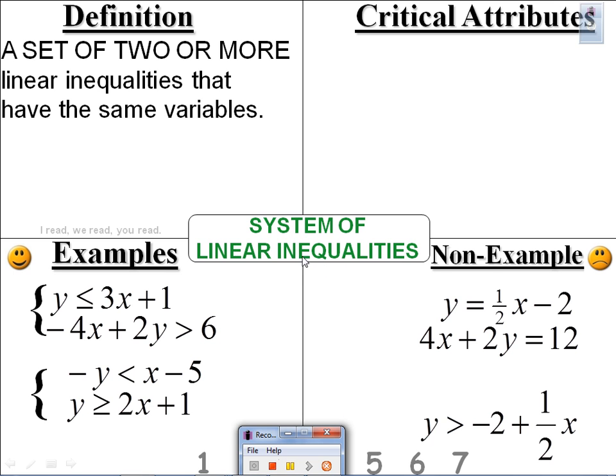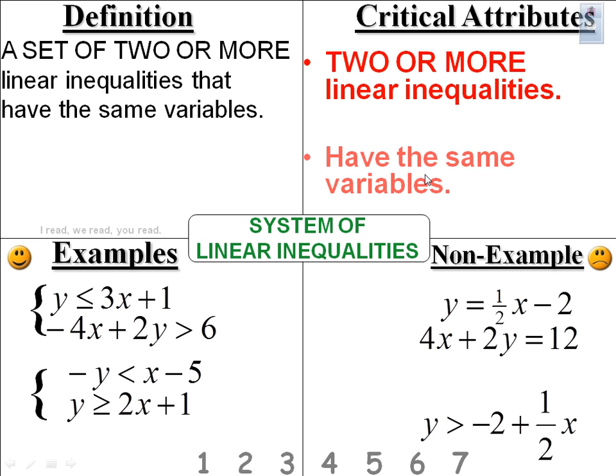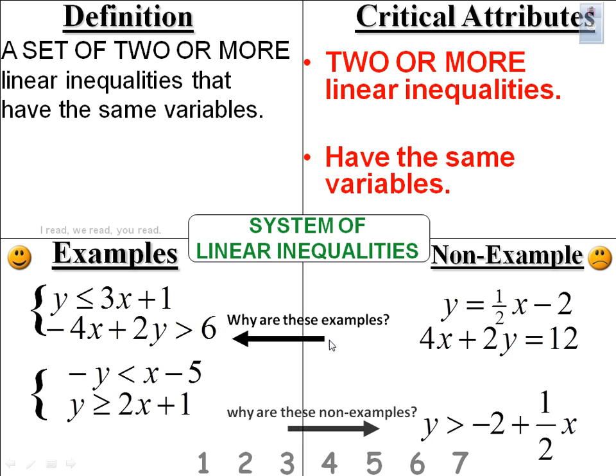So the most important thing to remember about a system of linear inequalities is that they need to be what? Two or more linear inequalities, and they have to have the same variables.